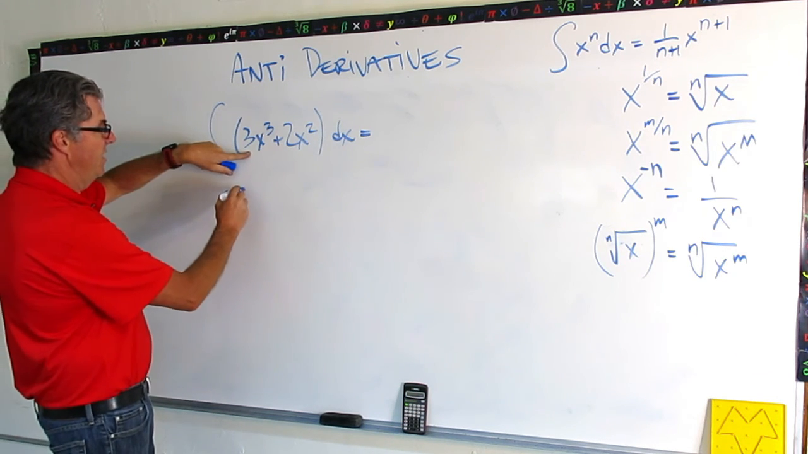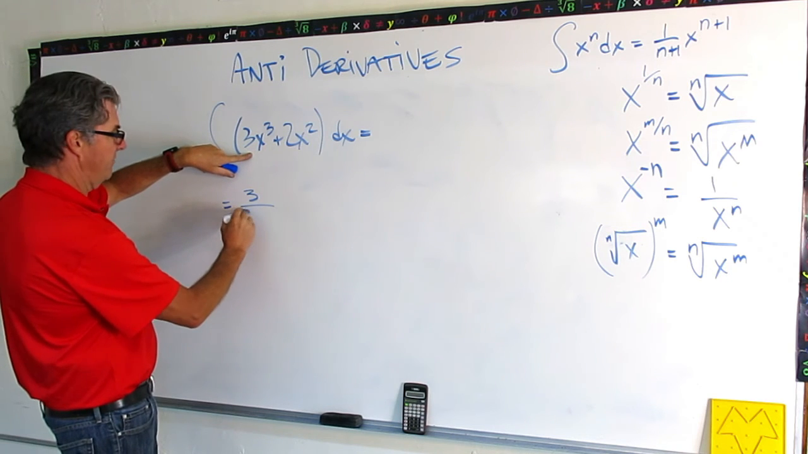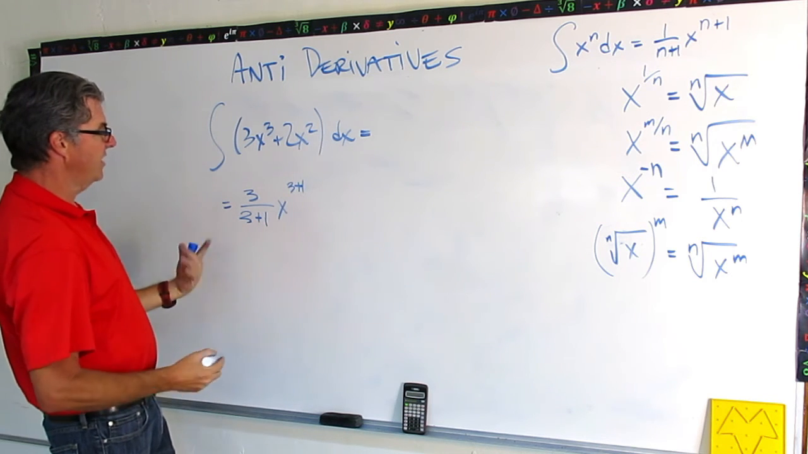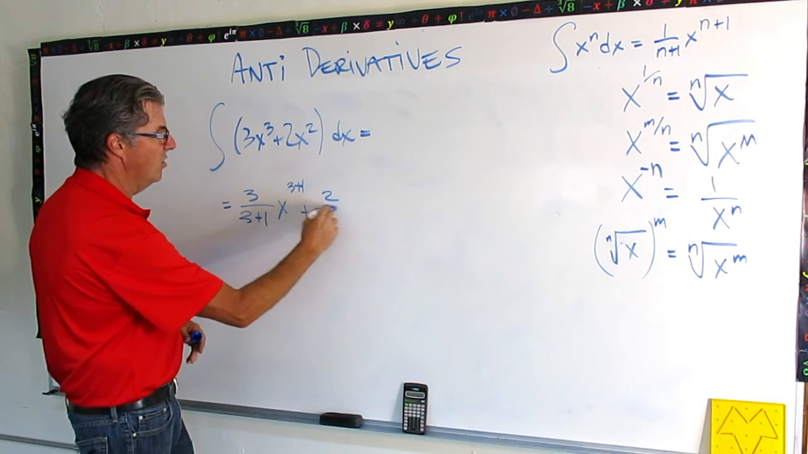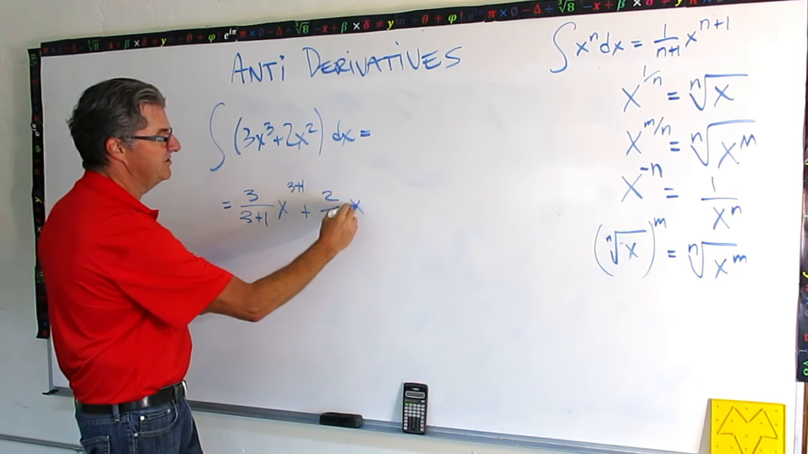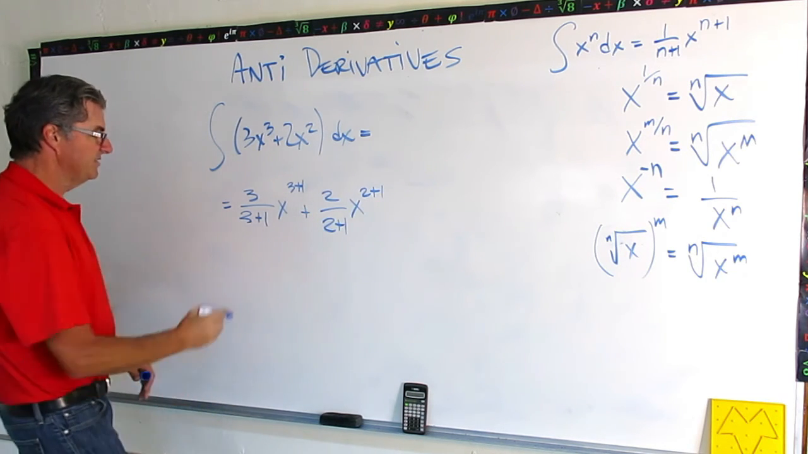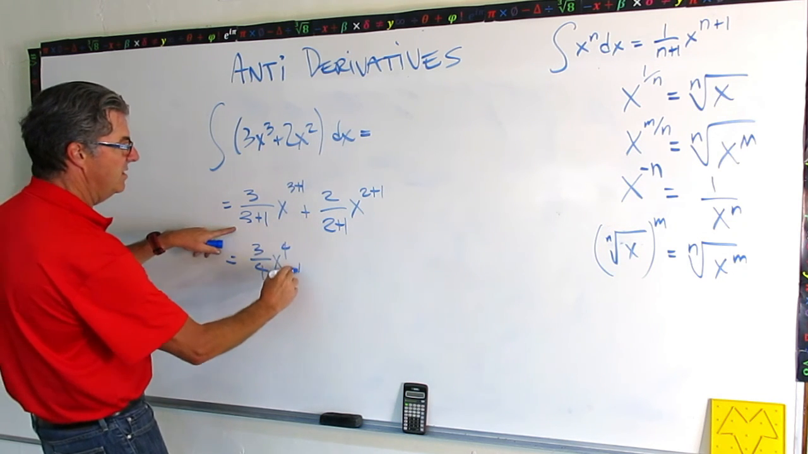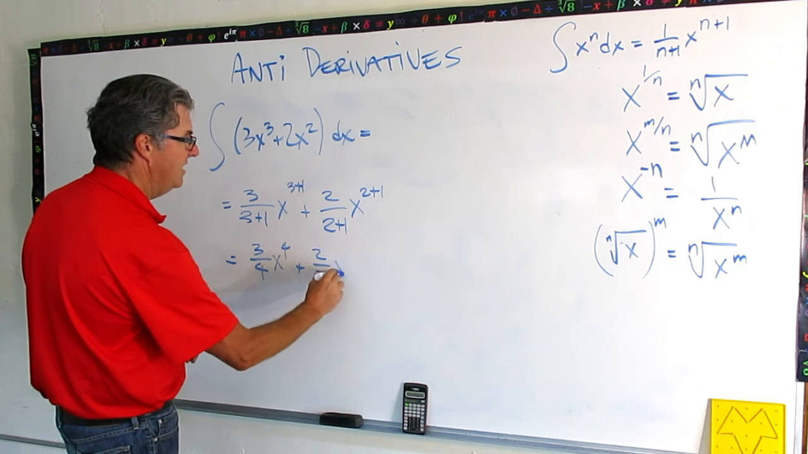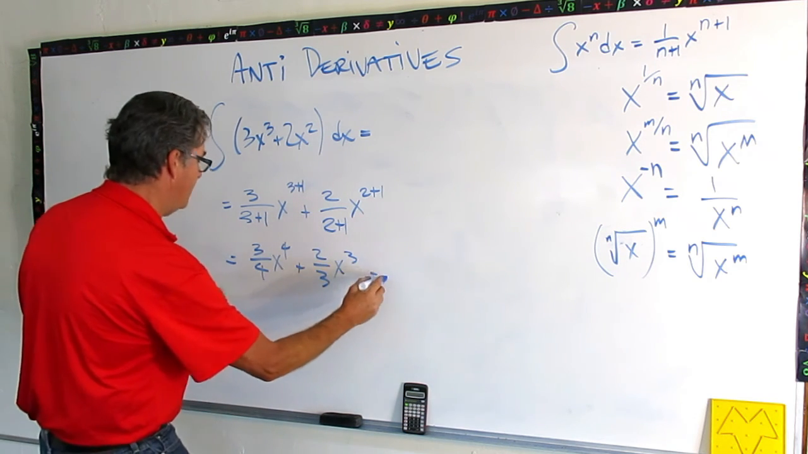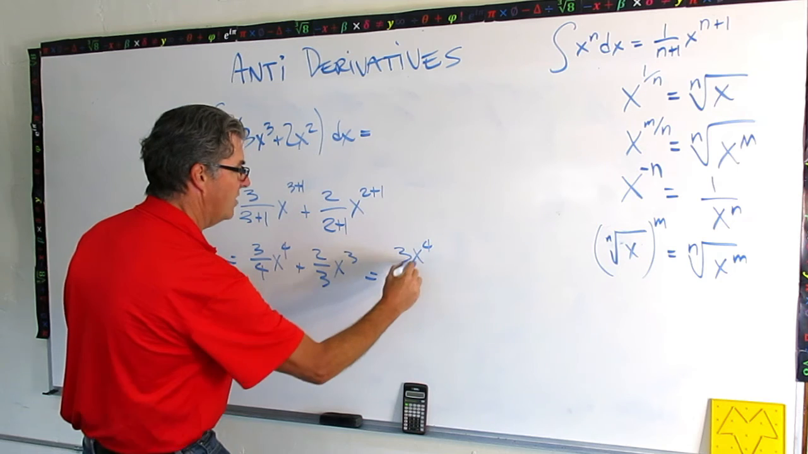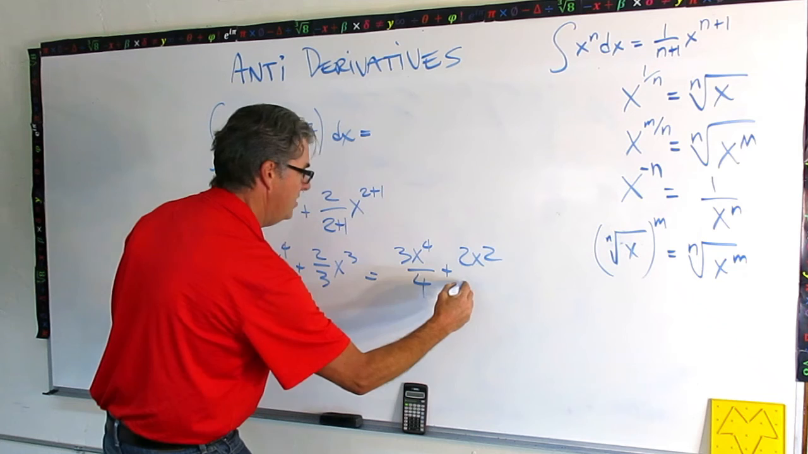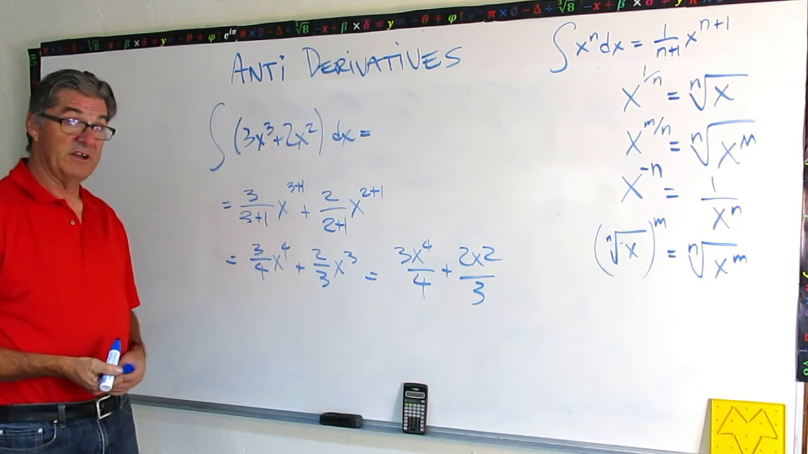This is going to be 3 over 3 plus 1 x to the 3 plus 1, using our rule there, plus 2 over 2 plus 1 x to the 2 plus 1. Now we can simplify. This is going to be 3 over 4 x to the 4 plus 2 over 3 x to the third. Simplify that down. We're going to get 3x to the 4 over 4 plus 2x cubed over 3. And that's our integral of that function.